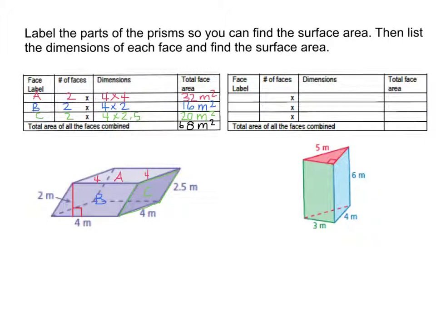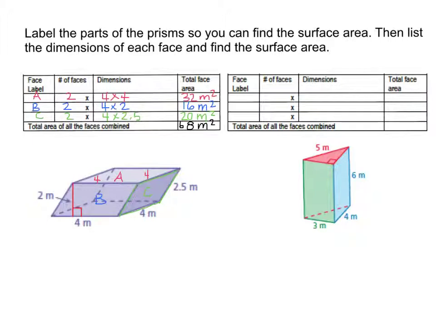Okay, for the first figure, face A is 4 times 4. 2 times 4 is 8 times 4 is 32. Face B is a parallelogram, so we do the base times the height, which is 4 times 2. 2 times 4 is 8, times 2 is 16. And then face C is just a simple rectangle, 4 times 2.5. 2 times 4 is 8, times 2.5 gives us 20 meters squared. When we add all those faces up together, we get 68 meters squared.